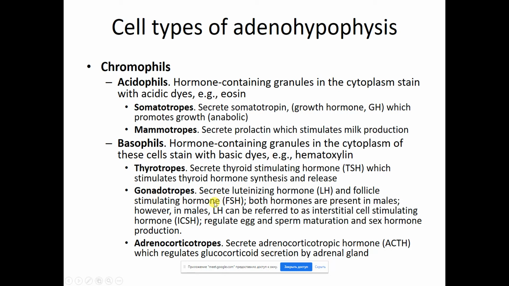These hormones play a very important role in regulation of the female menstrual cycle, and even in males they stimulate the growth of sex cells like Sertoli cells and Leydig cells. They regulate the Sertoli cells and Leydig cells activity in testes. That's why in both males and females, luteinizing hormone and follicle stimulating hormone control the sexual reproduction in our body. That's why they are named gonadotropes. Gonada means sexual glands.